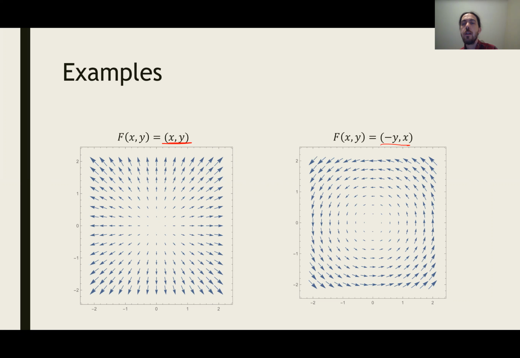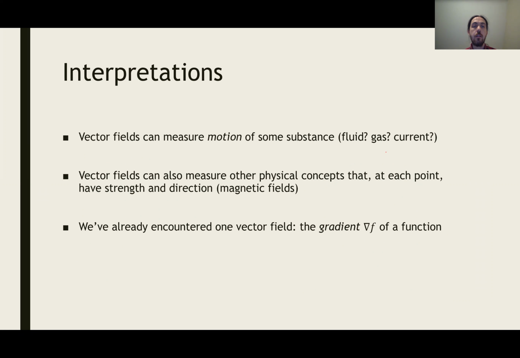On the right-hand side, we've got a different vector field, f(x,y) = (-y, x), that changes in a different way. You can see that there's some qualitative difference between these pictures. One of them is expanding away from the origin and the other is rotating around. They have different properties and we like to have some tools for analyzing those.